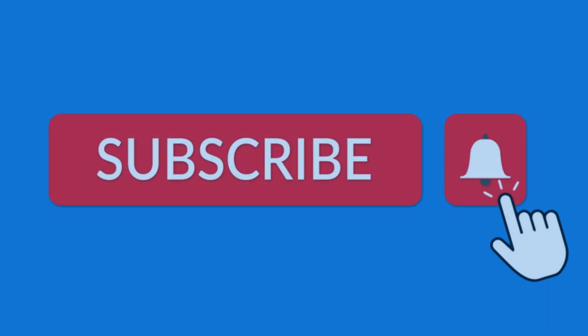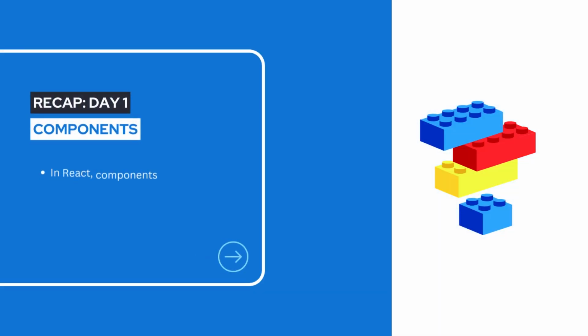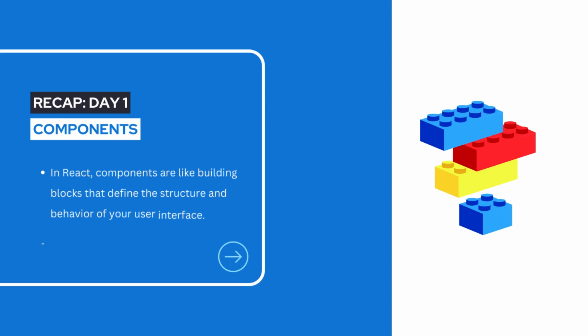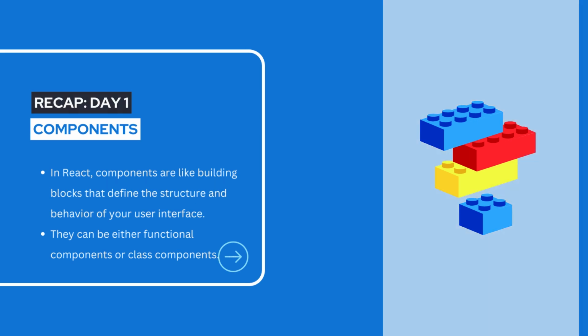Let's get started. Before we dive into props, let's quickly recap components. In React, components are like building blocks that define the structure and behavior of your user interface. They can be either functional components or class components. Now let's see what they are.